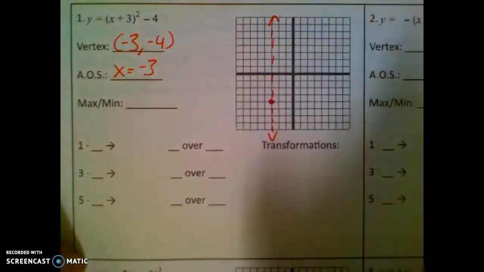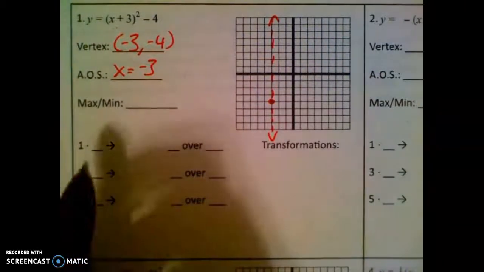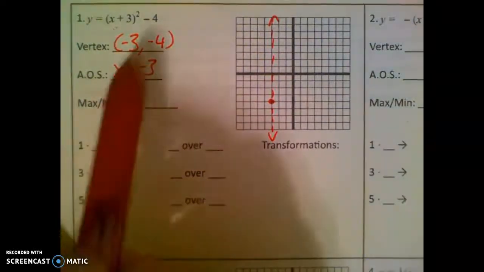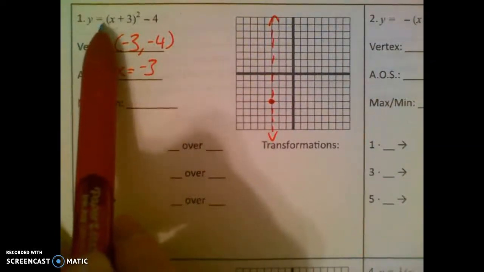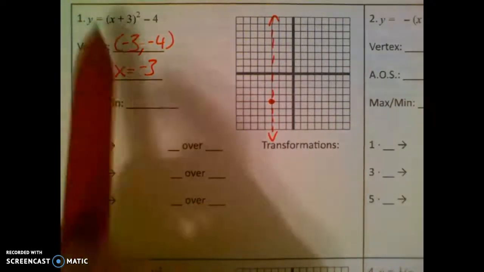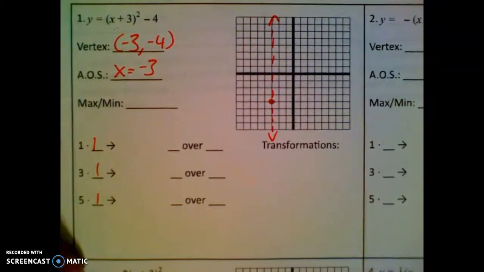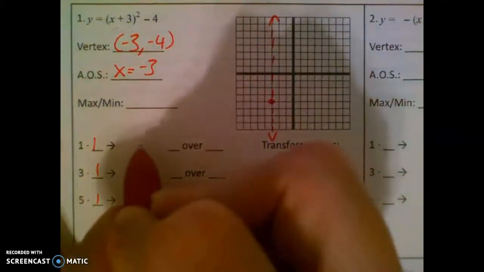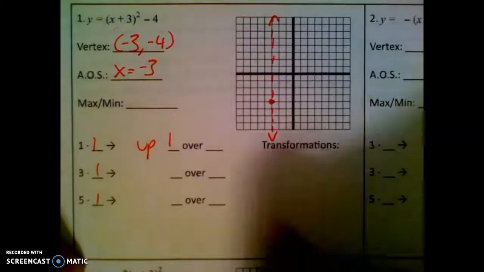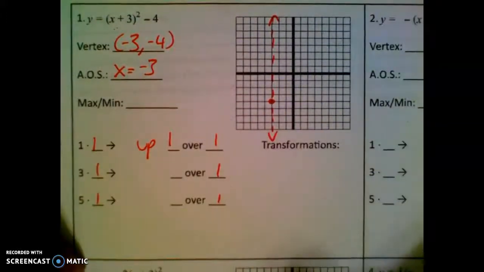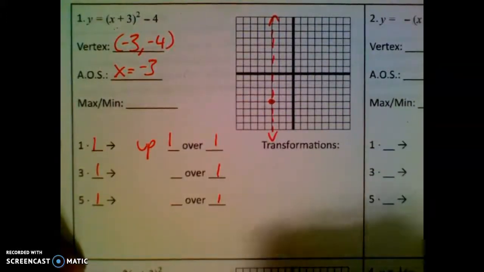So to do my 1, 3, 5 pattern, it is always 1, 3, 5, but the a value out front is going to stretch or shrink this function. I don't have any number out front, so I have an understood 1. So my 1, 3, 5 pattern is still going to stay 1, 3, 5. So it's going to go up 1, and we're always going to go over 1. You're never going to change that. So you're always going to go up 1, over 1, up 3, over 1, etc.